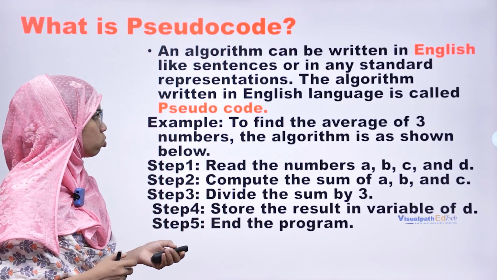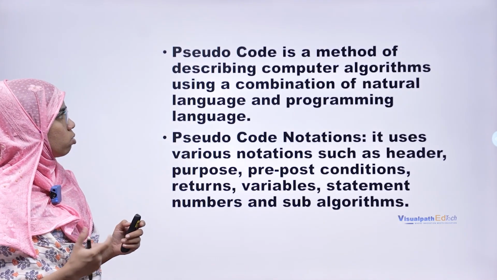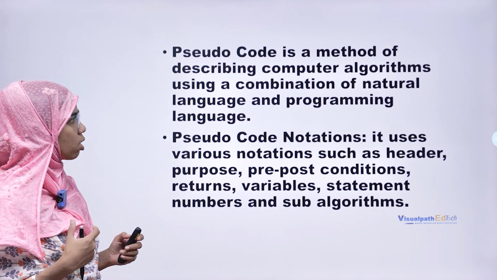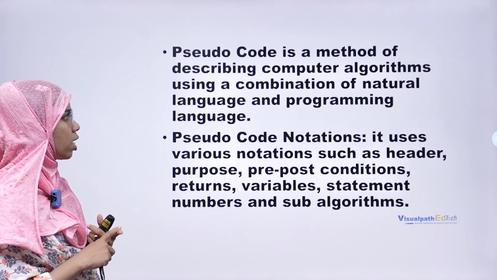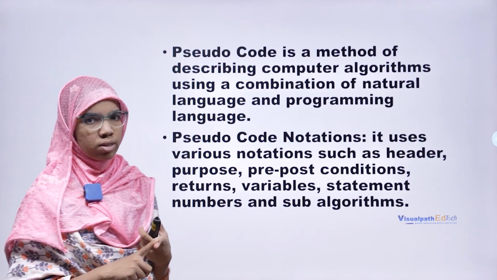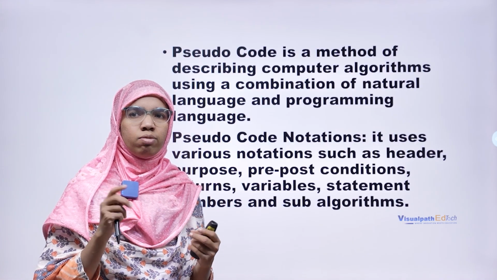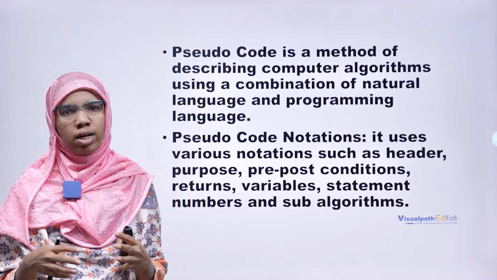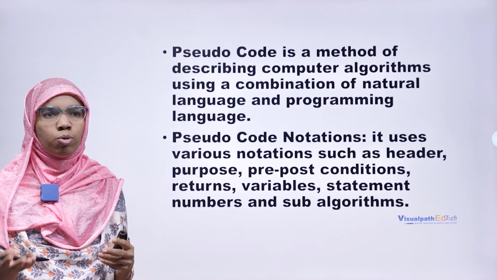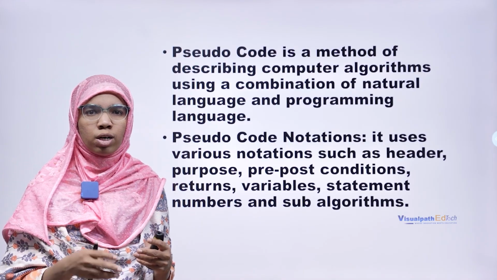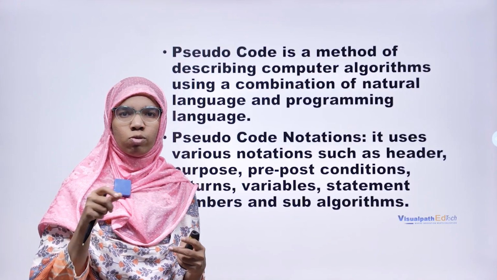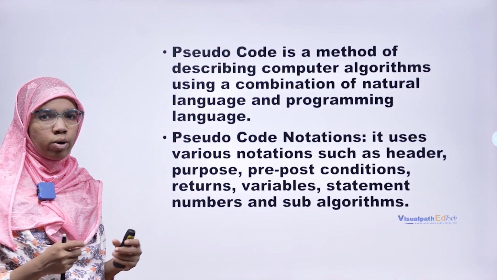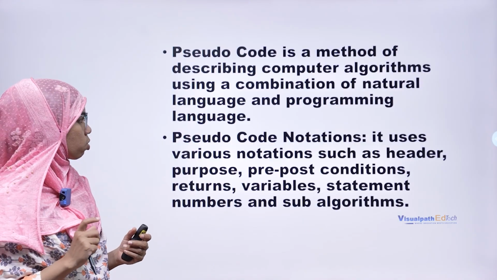So that is the pseudocode. Now, pseudocode is a method of describing a computer algorithm using a combination of natural language and programming language. Yes, it uses a combination of the English language as well as a few programming concepts, like for loop, if at all we are using, we will make use of the keywords with the respective syntaxes. So that is going to be depicted in your pseudocode.